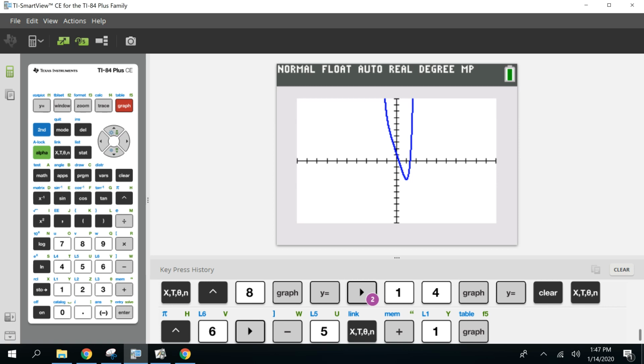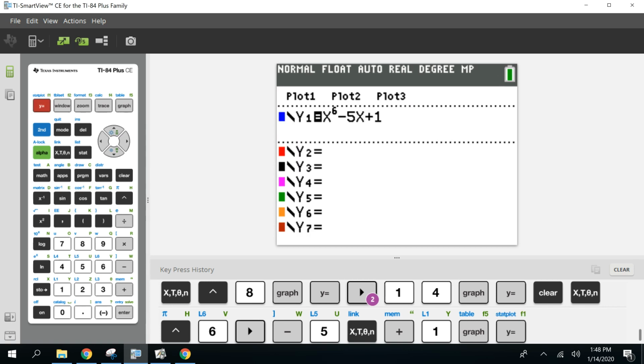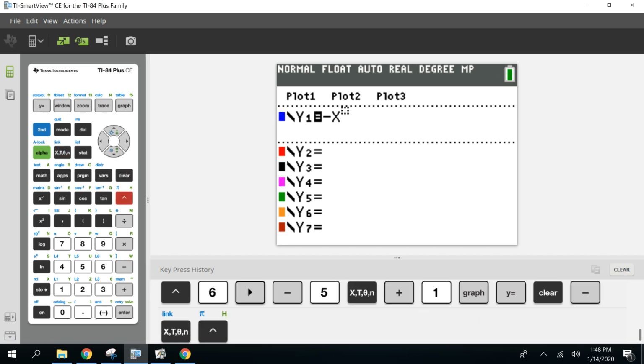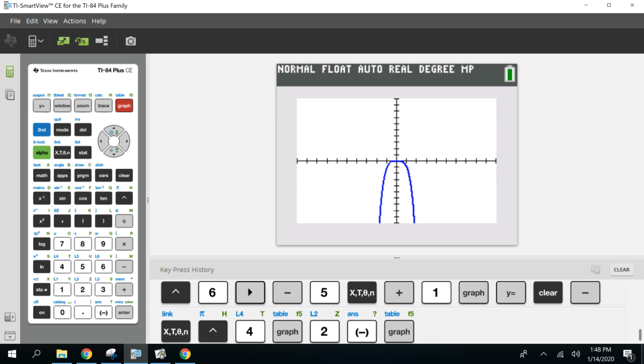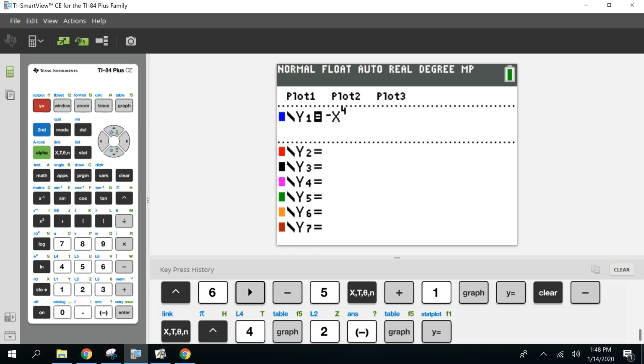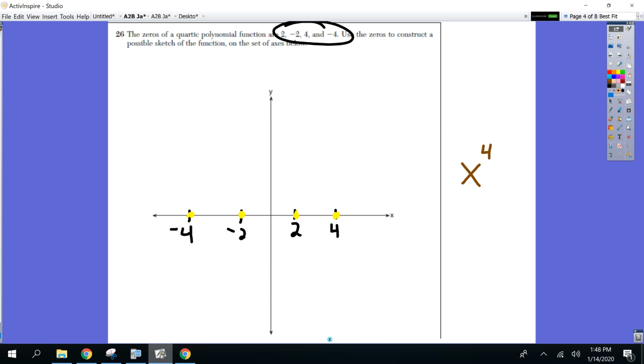Anybody seen when the highest exponent's even? It starts and ends the same direction. Not necessarily, it could go down. Here you go. Negative x to the 4th. Oh, that's because I didn't put the negative. There we go. You gotta remember to put the negative. It could also go down. As long as the highest exponent is even, it's going to start and end in the same direction.